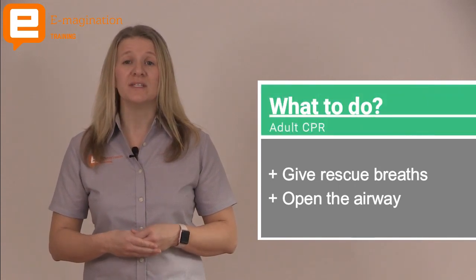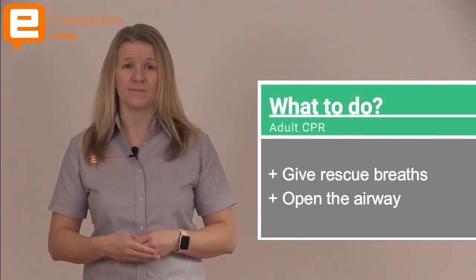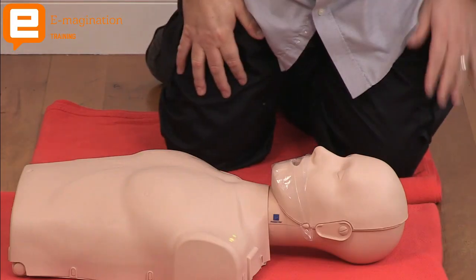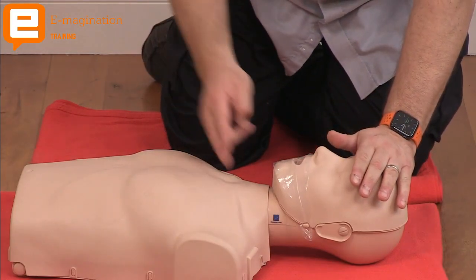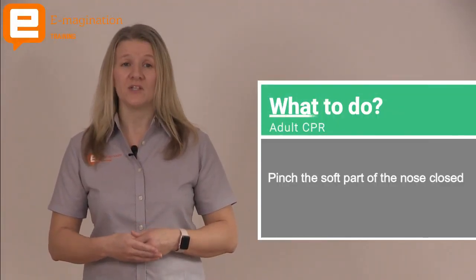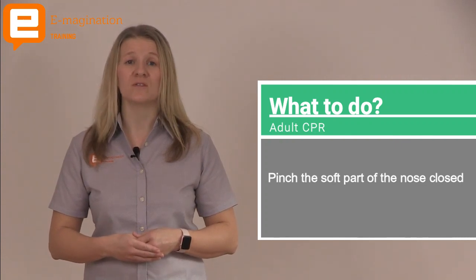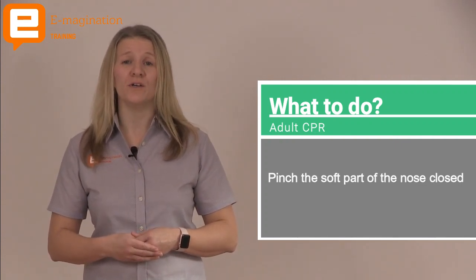Once you have completed 30 chest compressions, you need to give rescue breaths. Open the airway by tilting the head back with one hand on their head and 2 fingers under their chin. Head tilt, chin lift. Pinch the soft part of the nose closed.